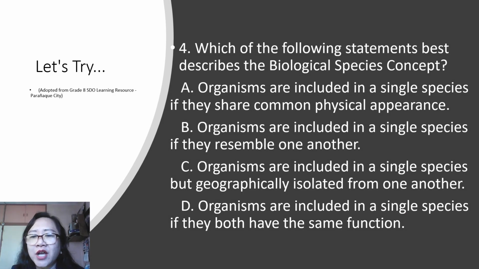Number 4. Which of the following statements best describes the biological species concept? A. Organisms are included in a single species if they share common physical appearance. B. Organisms are included in a single species if they resemble one another. C. Organisms are included in a single species but geographically isolated from one another. D. Organisms are included as a single species if they both have the same function.